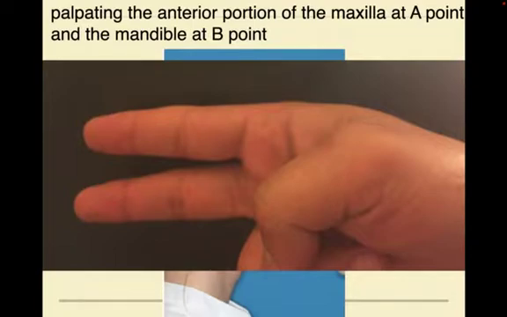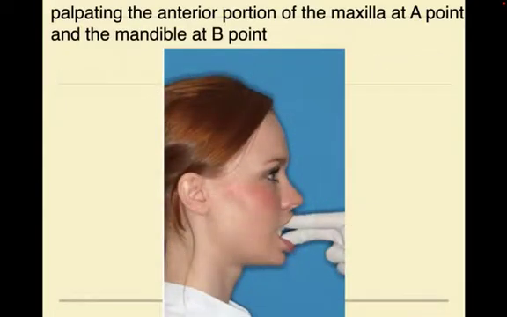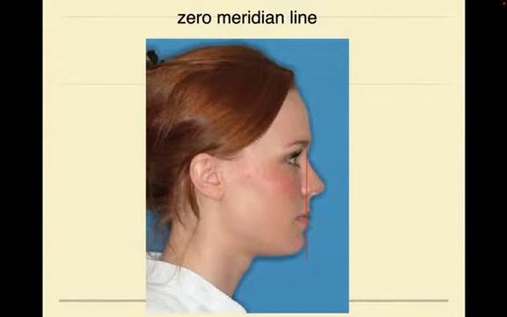But if, for example, the patient is a class 3, you can see that the mandible is positioned more anterior, so the middle finger will touch the B point before the A point, and then the hand will be tilted counterclockwise. And that's going to tell me that the patient is class 3. This is one way to help you in the clinic to decide if the patient is a class 1 or class 2 or class 3.